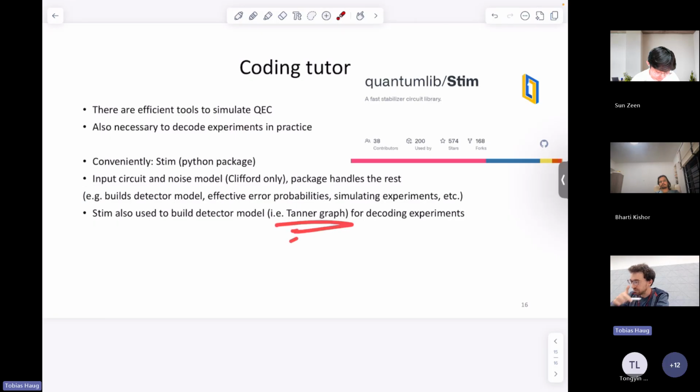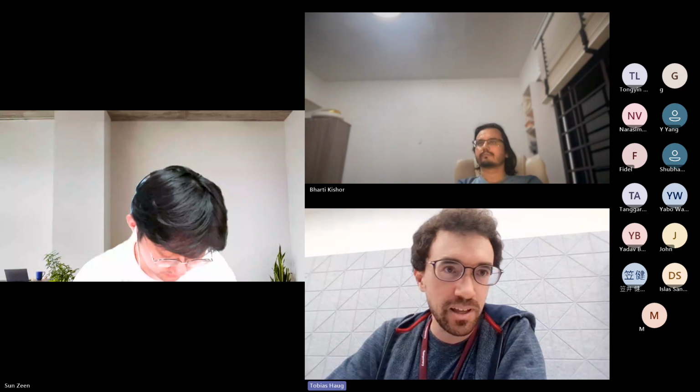And as I said before, it's the detector model, the tunnel graph, that you actually need for experiments. Okay, let's do it in practice. For this, I need to switch my computer because I can run the code only on my other computer. So give me a second while I switch over.